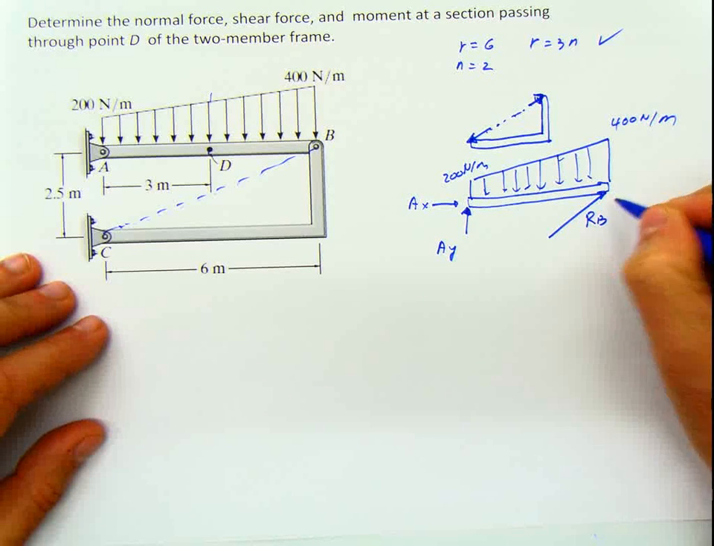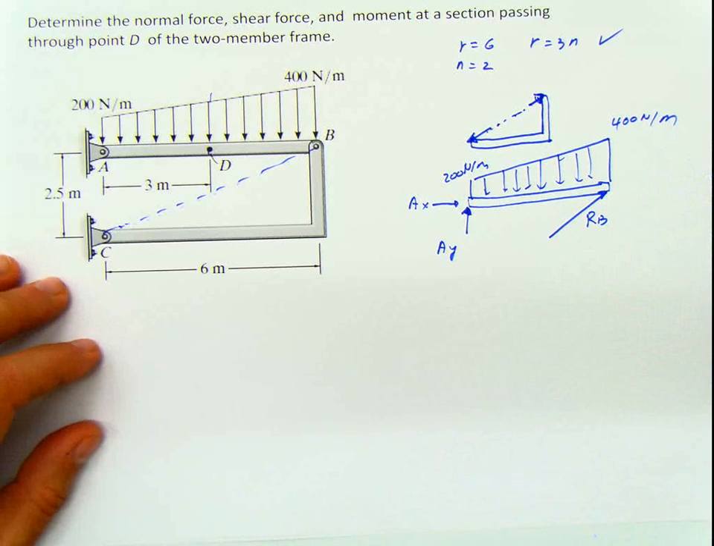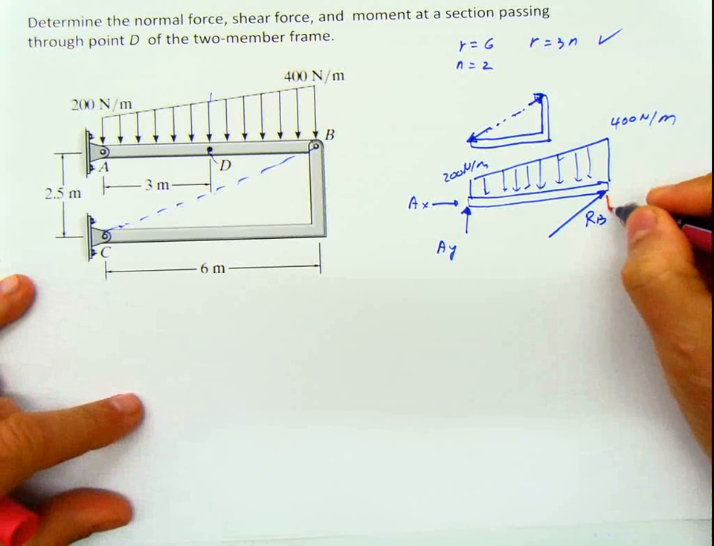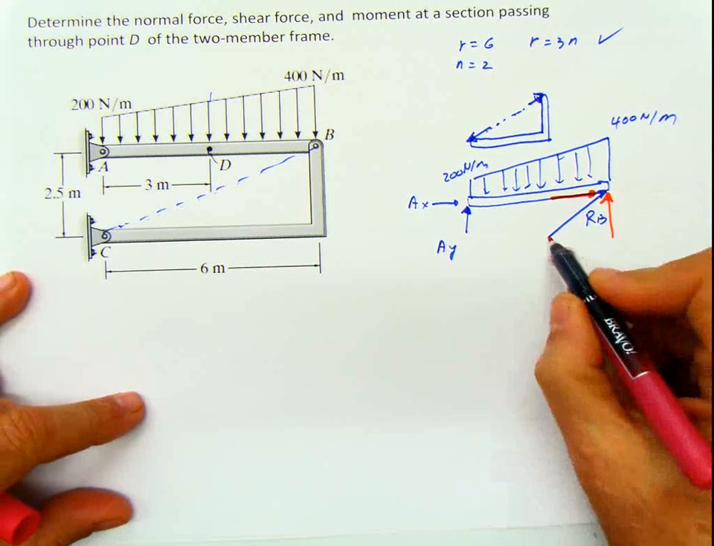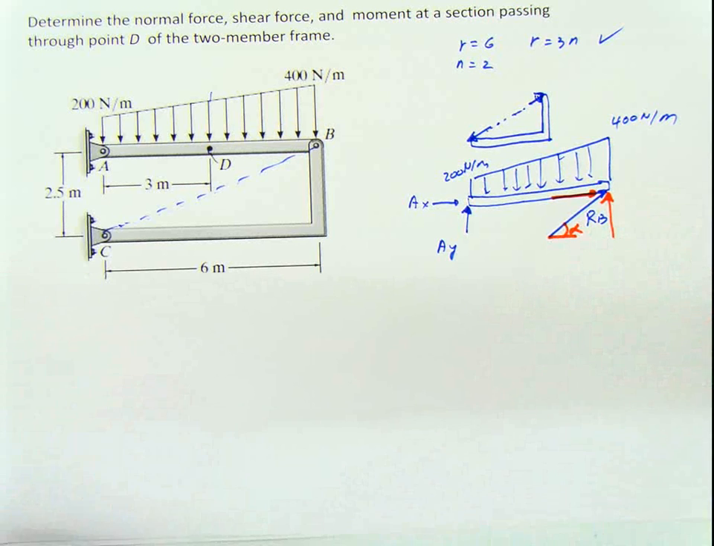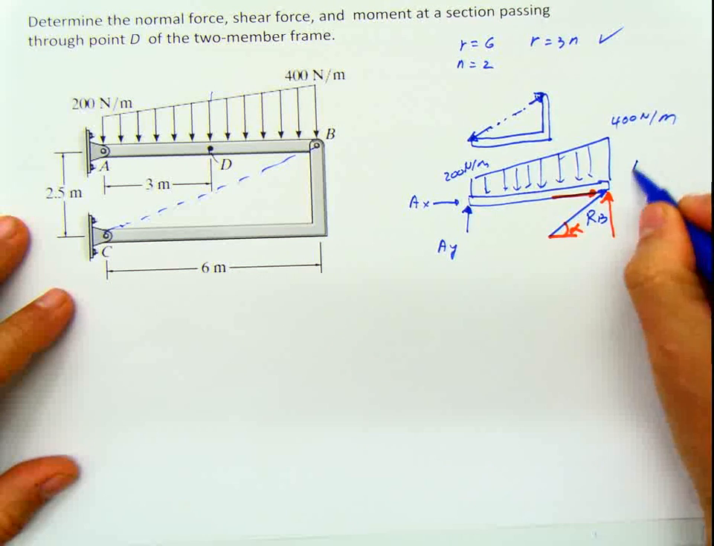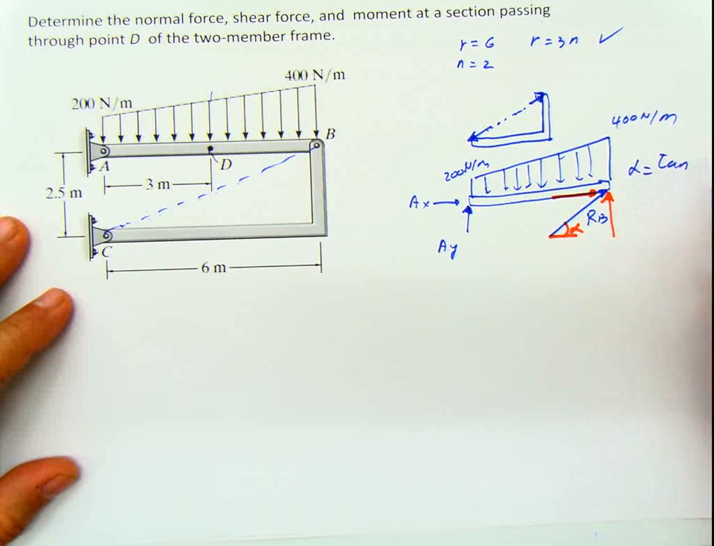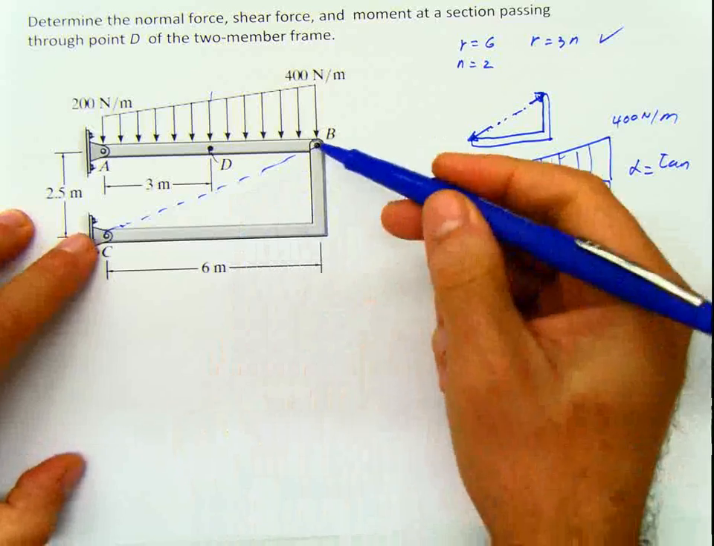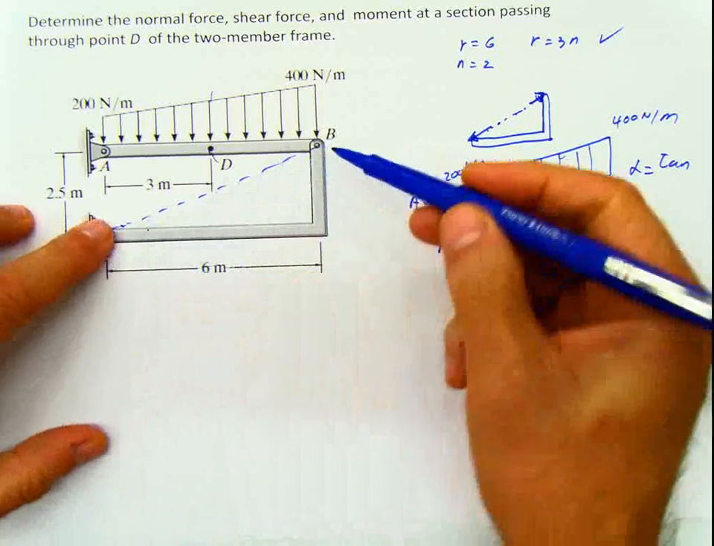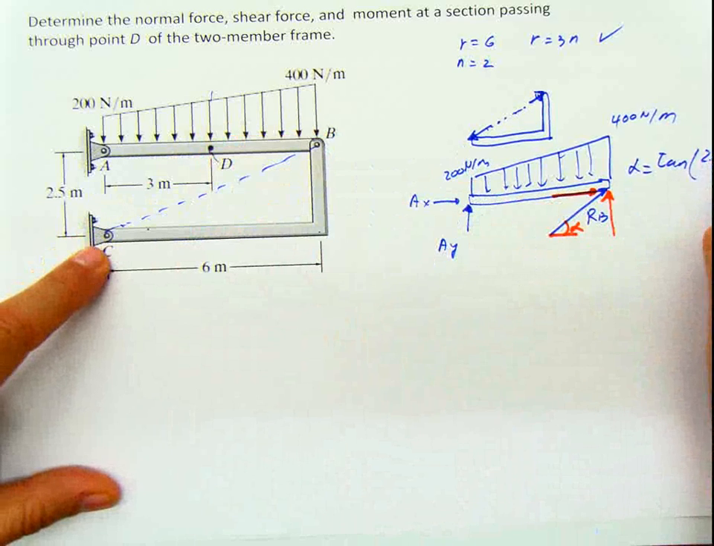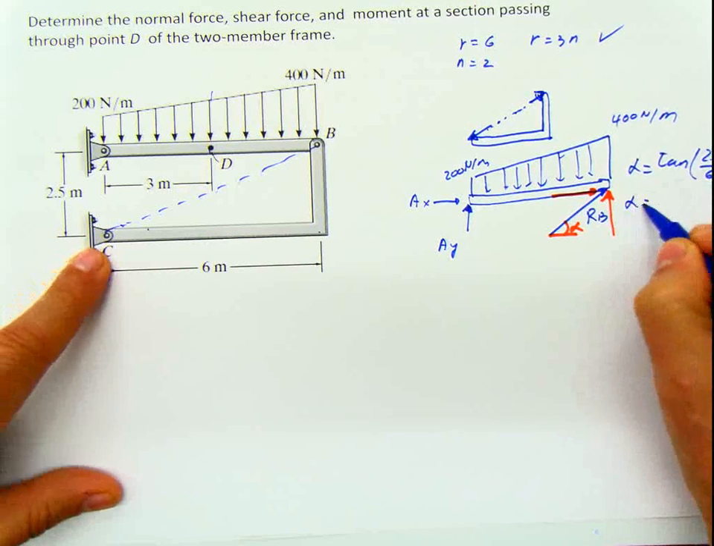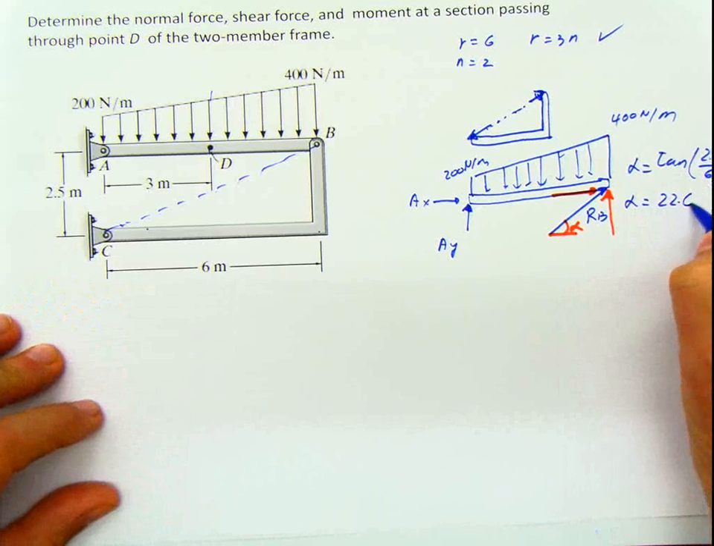Let me just express this RB, and you know this is going to be the vertical component and the horizontal component of RB. So I'm going to need this angle alpha over there. That angle alpha is going to be the inverse tangent of 2.5 divided by 6, which means alpha is equal to 22.62 degrees.